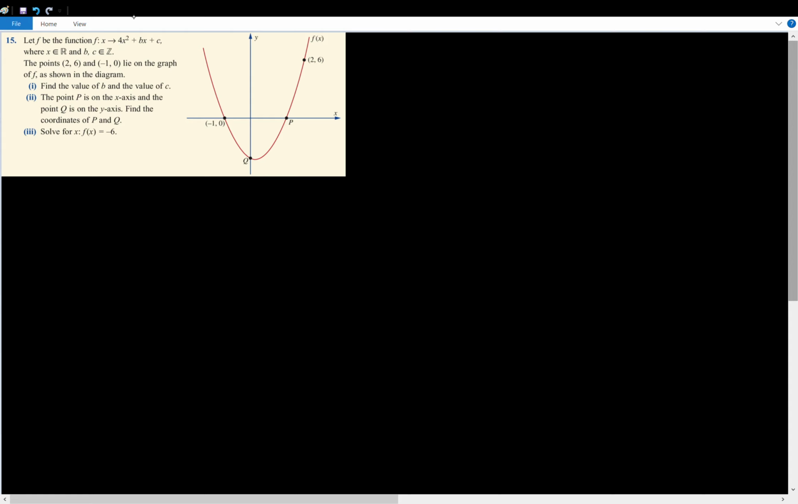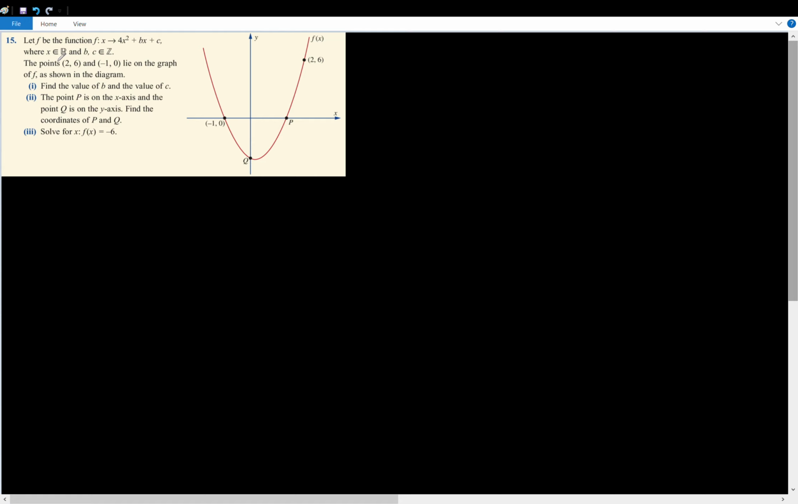What that means is that the function that we're given with b and c in it is represented on the graph by our red line over here. X is an element of R just means that x can be any number, positive or negative, including decimals and fractions. And b and c being an element of Z just means that they are going to be whole numbers and they can be positive or negative.